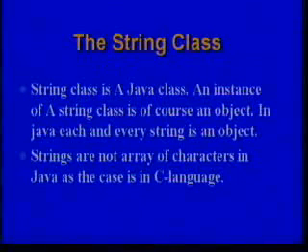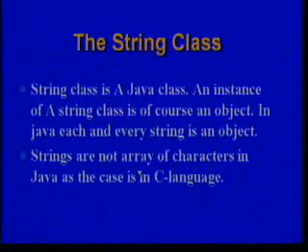So unless an object is created, memory is not going to be allocated. For example, simply writing int does not make any sense. But when we write int a equals something, then memory is allocated and data is stored in it. So a String class is a Java class. An instance of a String class, as we have understood, is an object. In Java, each and every string is an object. Strings are not an array of characters as we have in the C language. Strings are an entirely different kind of thing.